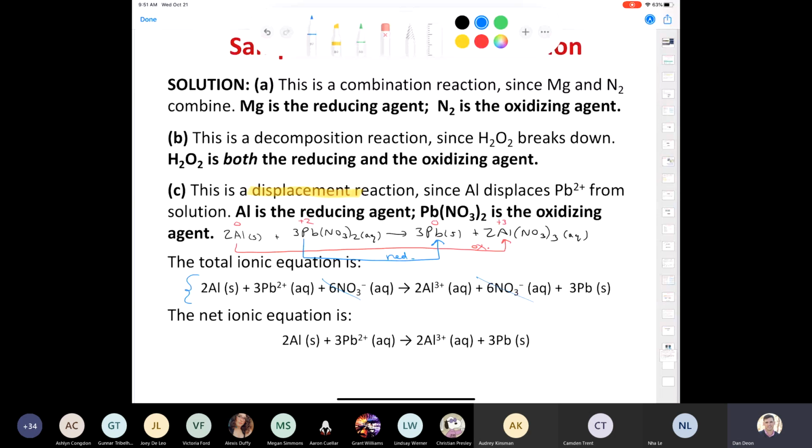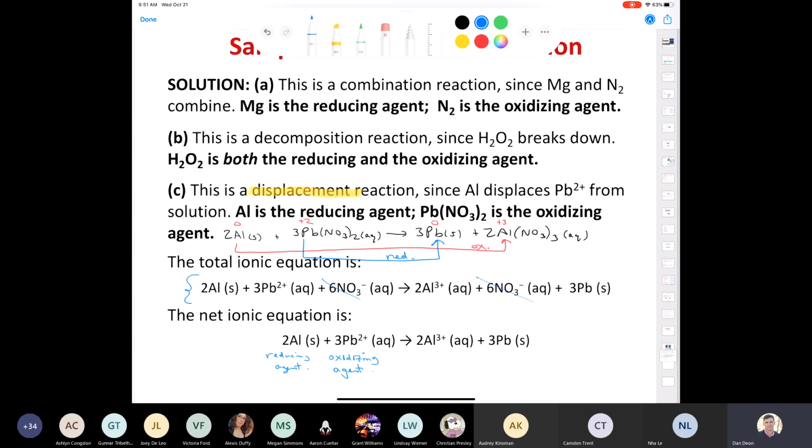And so since the lead is being reduced, that would mean that the aluminum is the reducing agent. And since the aluminum is undergoing oxidation, the lead would be the oxidizing, and the lead 2+ would be the oxidizing agent, like that. All right.